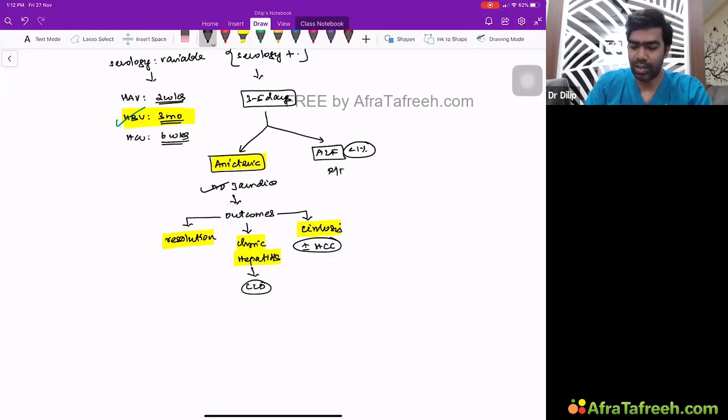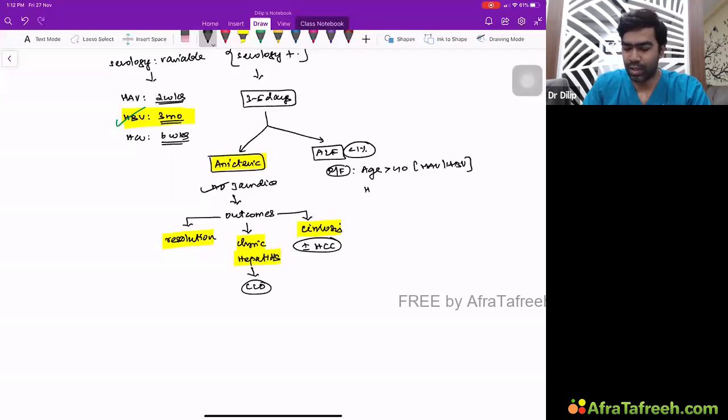There are some risk factors for developing acute liver failure due to viral hepatitis. One is age. If the age is more than 40, there is a high risk of developing acute liver failure. This is very true in hepatitis A virus and hepatitis B virus, especially if the patient has a background chronic liver disease. Already the patient is suffering from chronic liver disease due to something else.